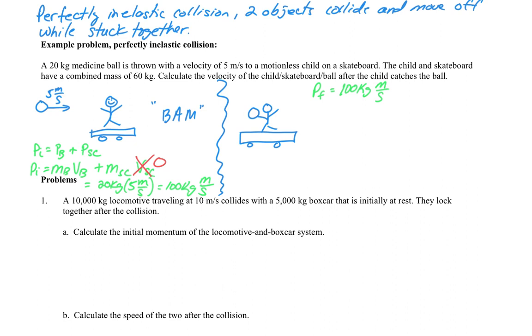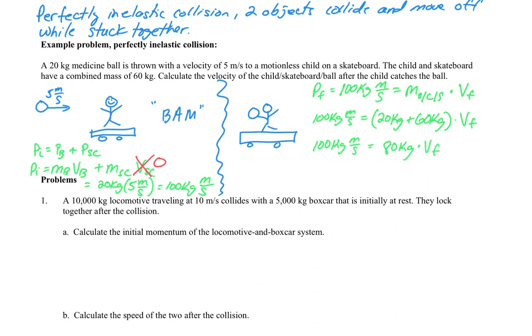So we can say that the final momentum is equal to the mass of the ball, child, skateboard, times the final velocity. So 100 kilogram meters per second is equal to, well, let's see, the mass of the ball plus the child plus the skateboard is 20 kilograms, because that's just the ball, plus 60 kilograms, because that's the child and the skateboard, times the final velocity of the whole thing all put together. So that means 100 kilogram meters per second is equal to, you don't even need your calculator, 80 kilograms times the final velocity of everything, because it's all moving at the same speed.